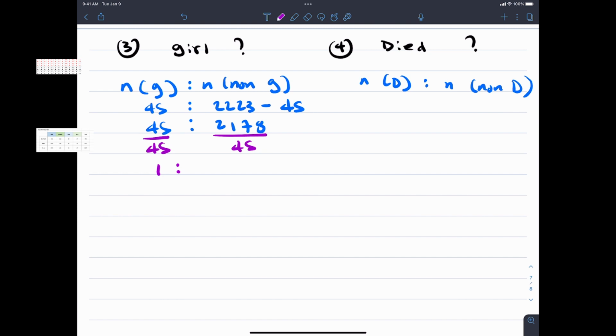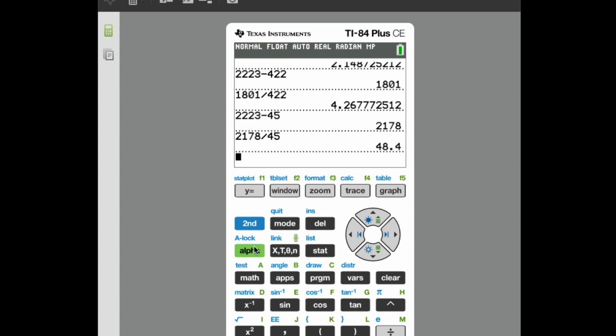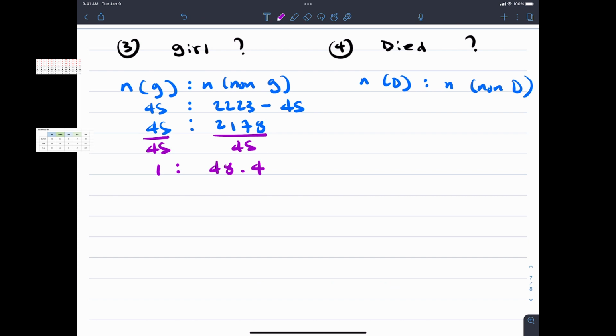Let's do some arithmetic with a calculator. Take the prior answer, 2,178. What do you divide by? Divide by 45. What do you end up with? That's exactly 48 point what? 4. Okay. So you say, what does this mean? Well, that means there's one girl to every 48.4 non-girls.